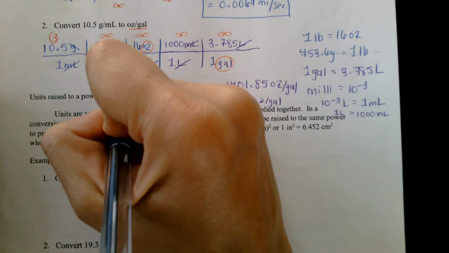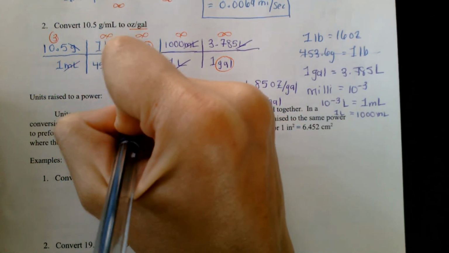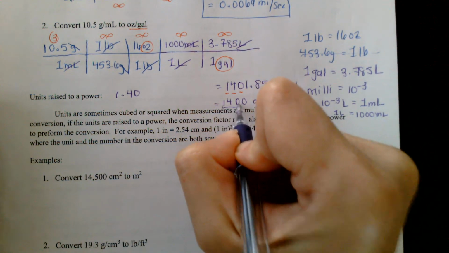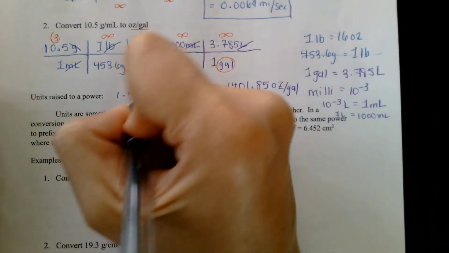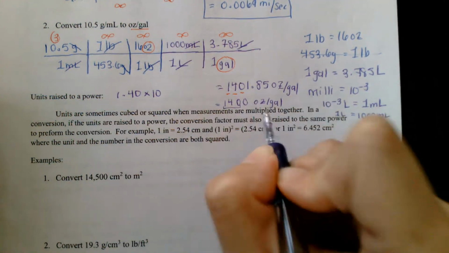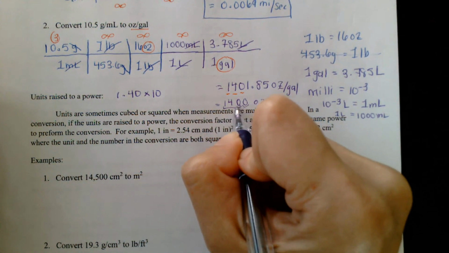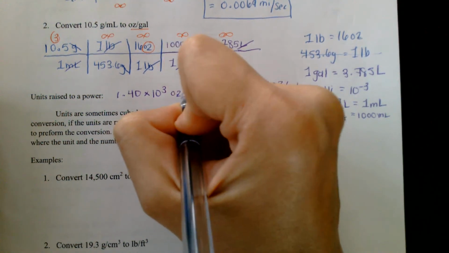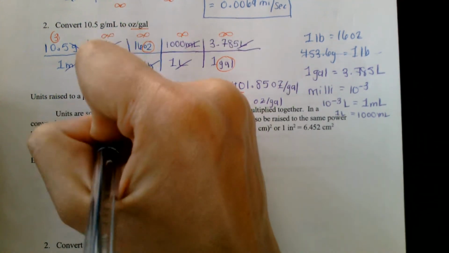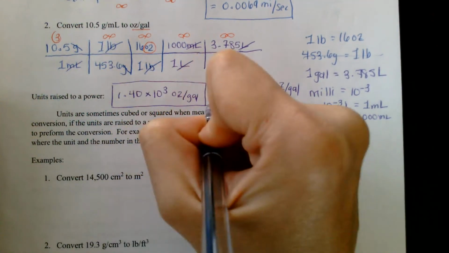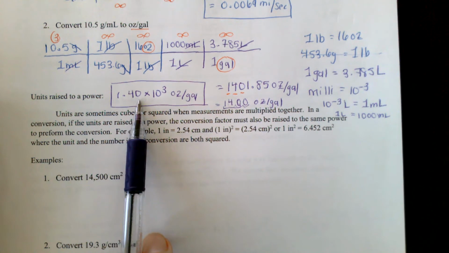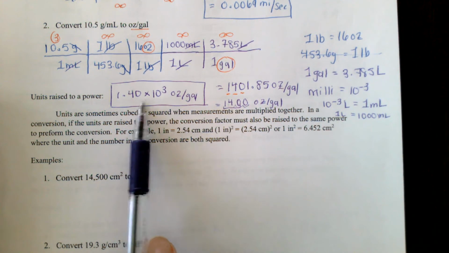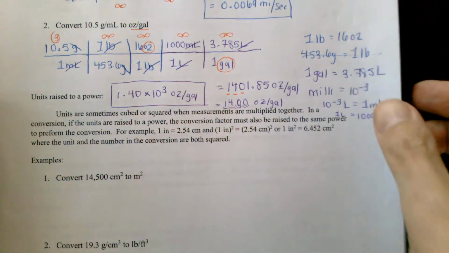So we're going to turn that into 1.40. So we're going to keep our 3 significant digits, 1, 2, and 3. That one gets to drop. And then we're going to put our multiplier. So we moved 1, 2, 3. So that's 10 to the third ounces per gallon. So this one here, we did need to put it into scientific notation to really show that we had 3 significant figures there.